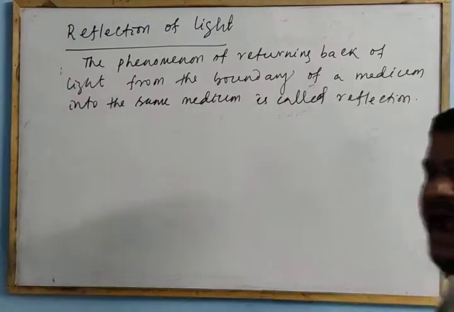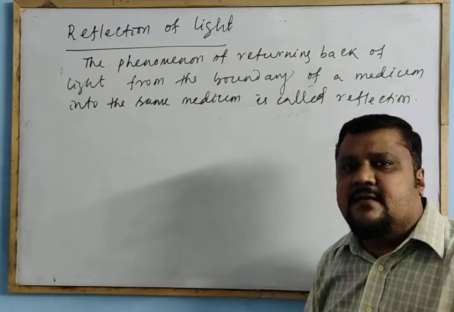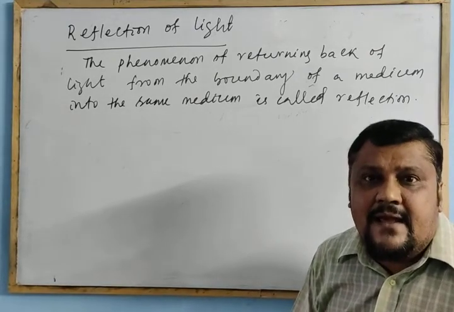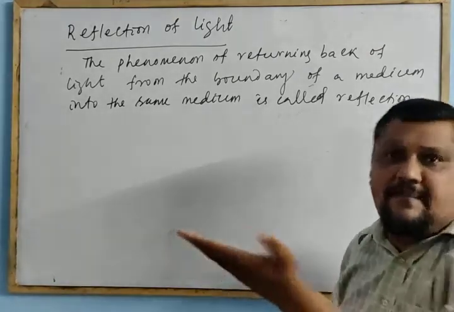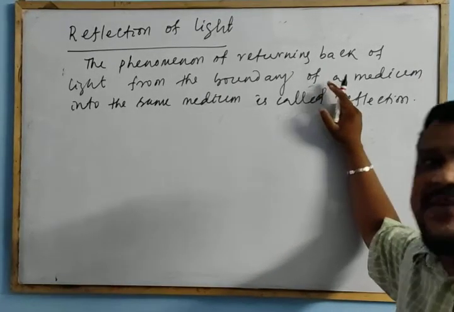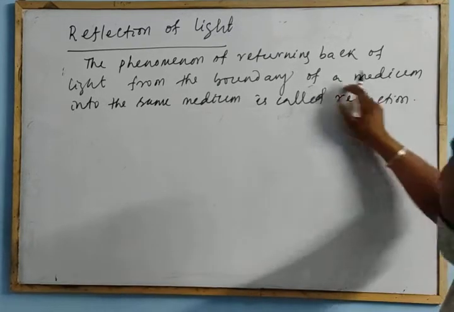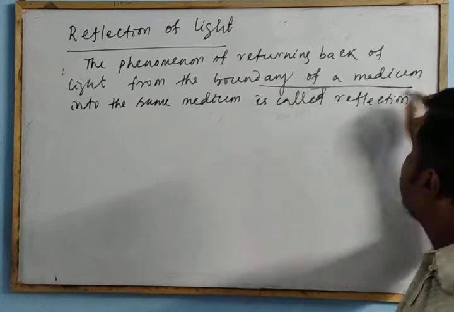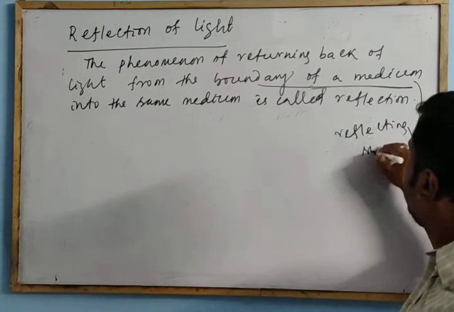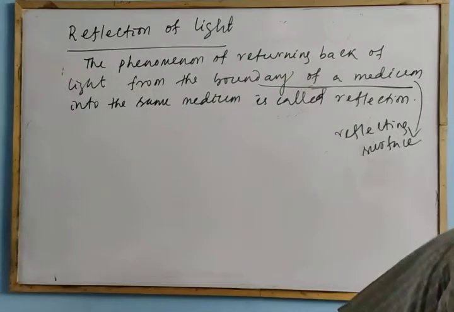Means in reflection, the light is sent back to the same medium from a surface or from a boundary. That surface or boundary is called the reflecting surface. So this is the boundary of a medium, or you can say this is the reflecting surface. Clear? So this is the reflection.